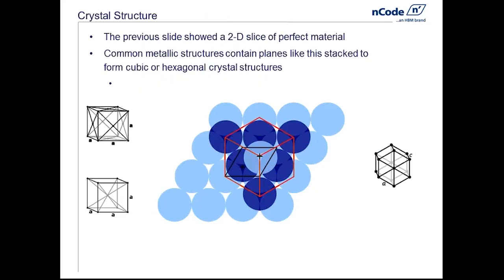In my previous slide, I showed a 2D slice of perfect material. As you guess, life's not like that. But if you put layers of that 2D material, and you've got various options on how to stack it, this particular slide demonstrates how you can envisage, on the left there's a face-centered cubic material at the top, body-centered cubic beneath it, and on the right is a hexagonal one. And this is done quite simply by moving the relative positions of those 2D planes. The reason why I'm showing this is that all the common metallic systems that we use are based around these close-packed structures.